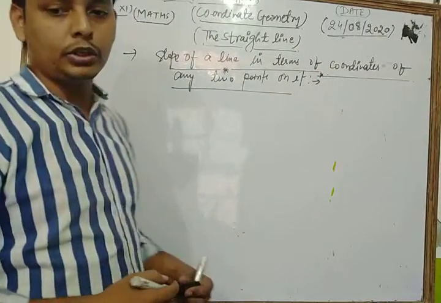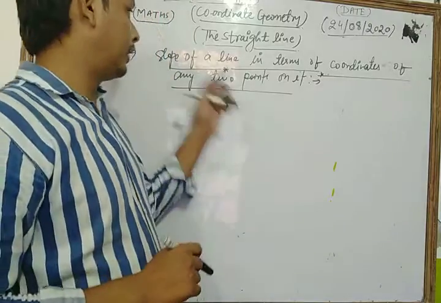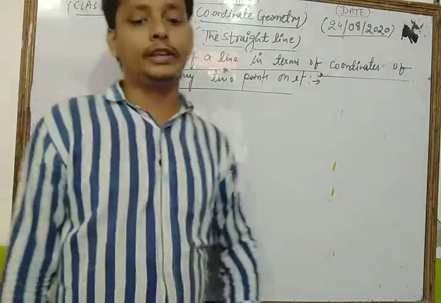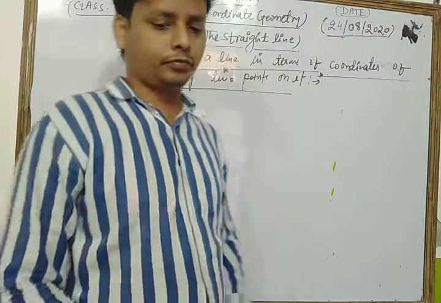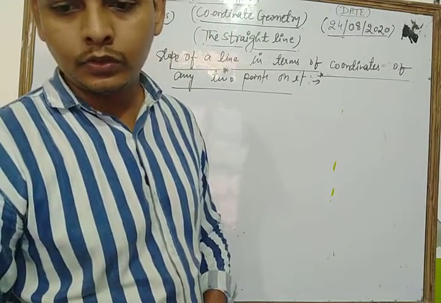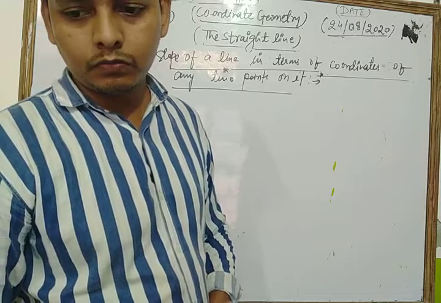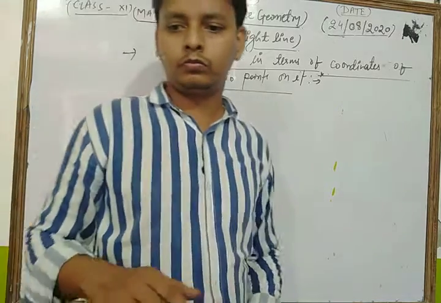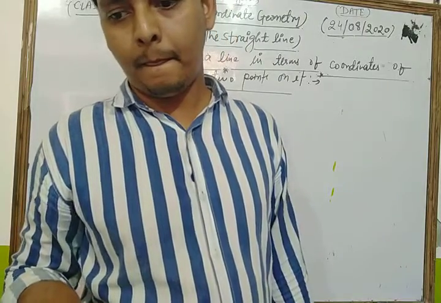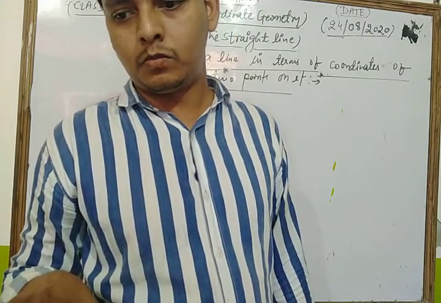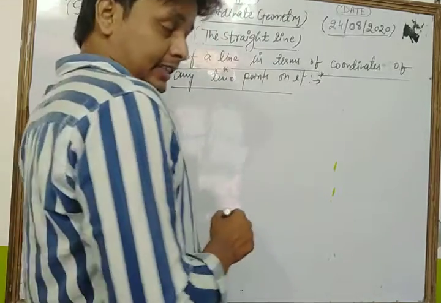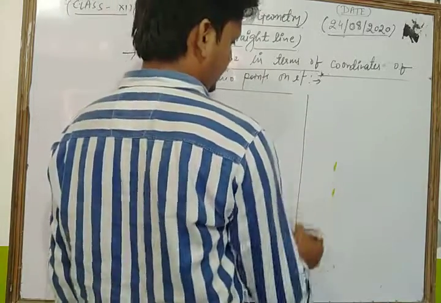Dear student, now we are going to discuss how to find the slope of a line in terms of the coordinates of any 2 points on it. Suppose that, let's see its solution. Let this derivation.